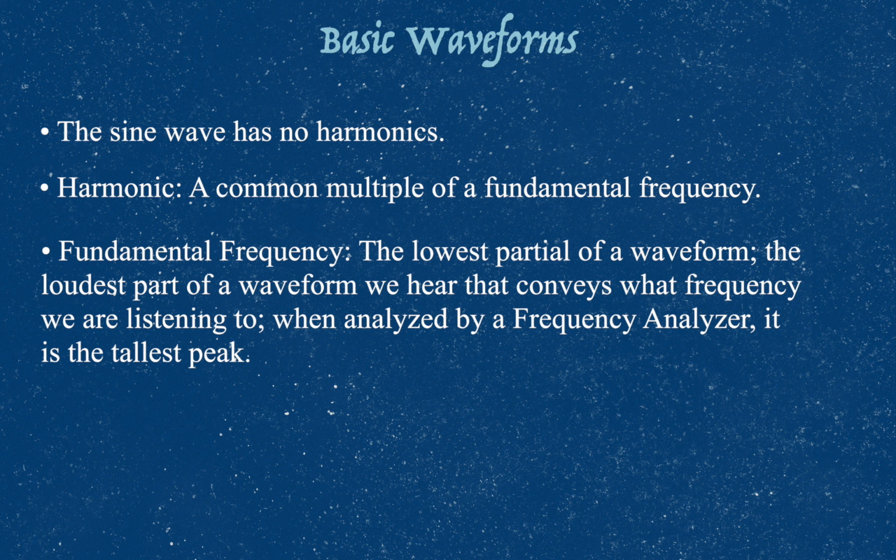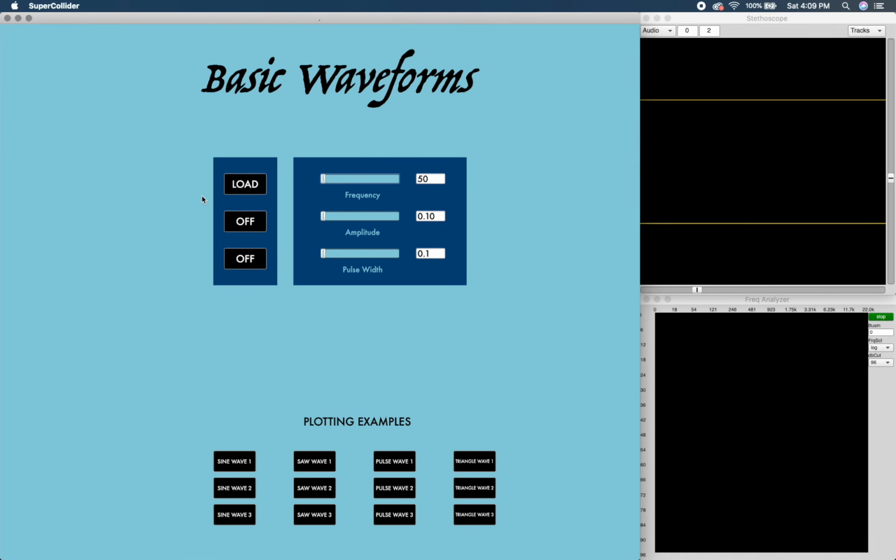Let's explore this concept in our interface again. In the bottom right quadrant of your screen, you'll see a frequency analyzer. So let's load up the synth again. Let's choose the sine wave as our waveform, and then let's turn it on. As you notice, when we move the frequency slider up and down, you will see one big peak in this frequency analyzer moving across the x-axis. You will only see one big peak because a sine wave has no harmonics.